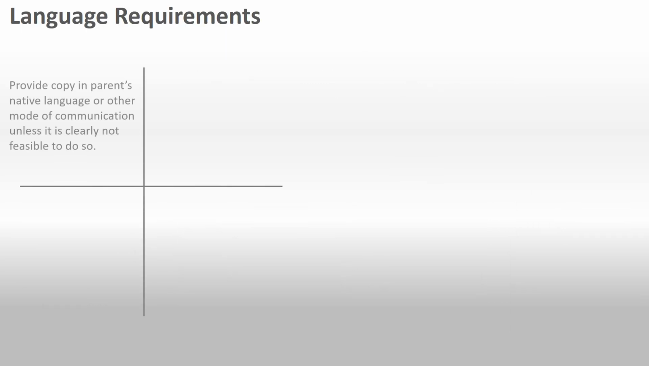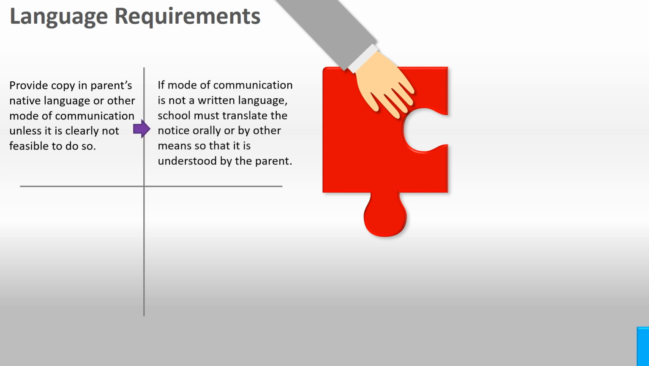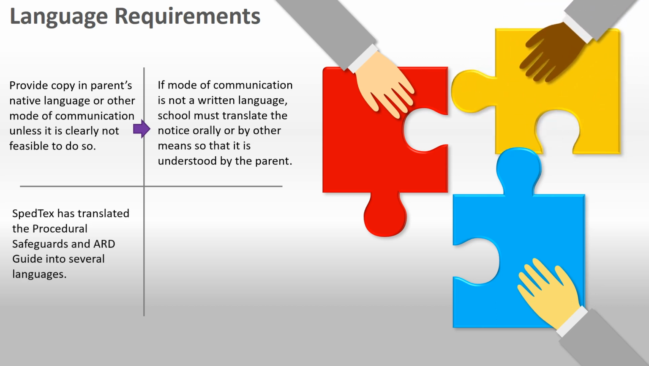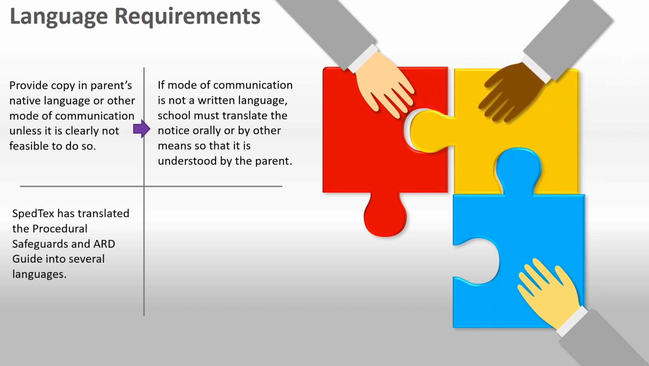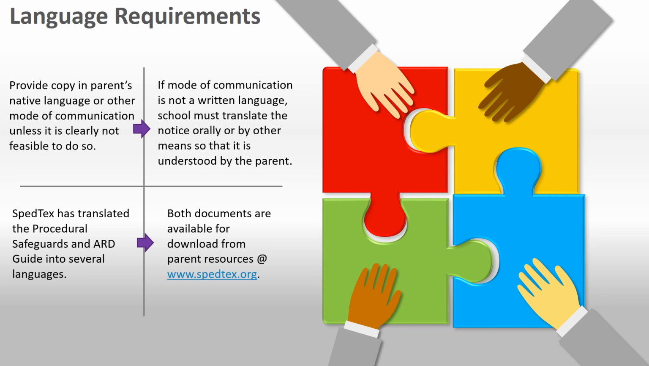Language requirements. Provide a copy in the parent's native language or other mode of communication unless it is clearly not feasible to do so. If the mode of communication is not a written language, the school must translate the notice orally or by other means so that it is understood by the parent. SPEDTex has translated the procedural safeguards and ART guide into several languages. Both of these documents are available for download from Parent Resources at www.spedtex.org.